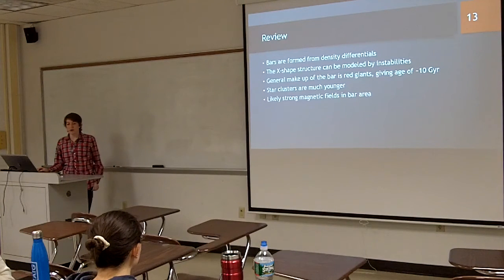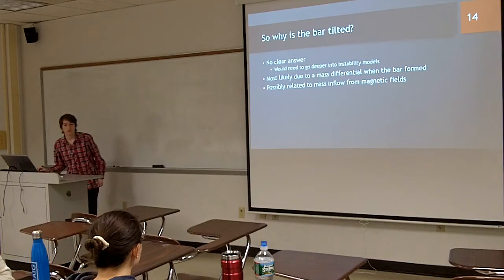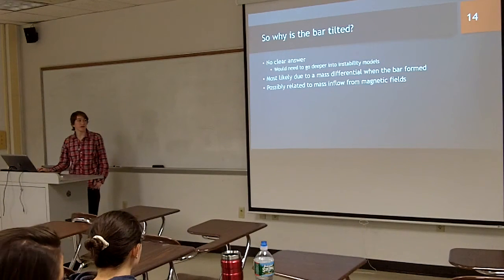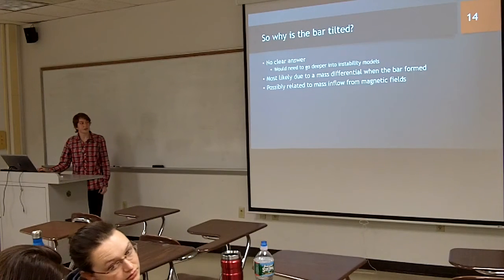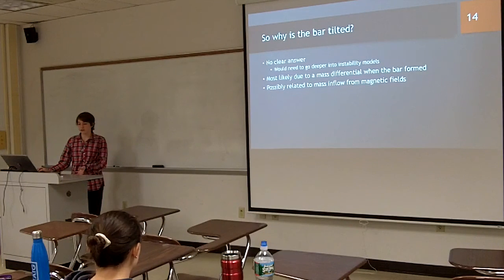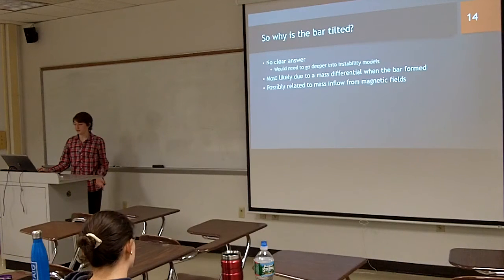The general makeup of the bar is red giants, so about 10 billion years old. Dark clusters are much younger, so they probably don't have much of an effect. And there's likely strong magnetic fields in the bar area that could drive mass in the center. So there's not really a clear answer from that data why the bar is tilted. I'd like to go deeper into the instability model that people use, but I couldn't find more information about those.